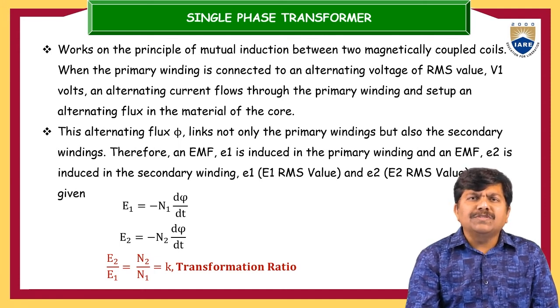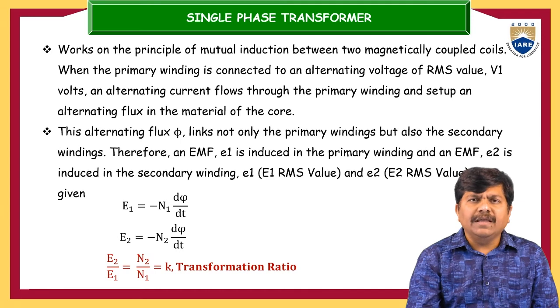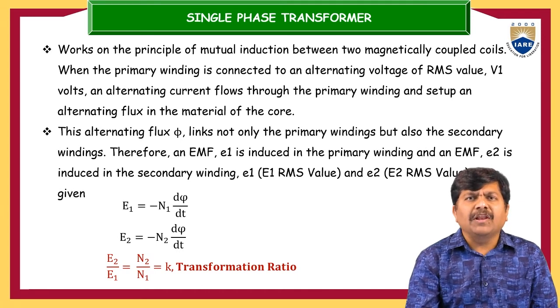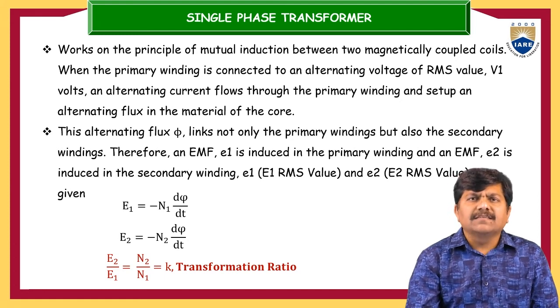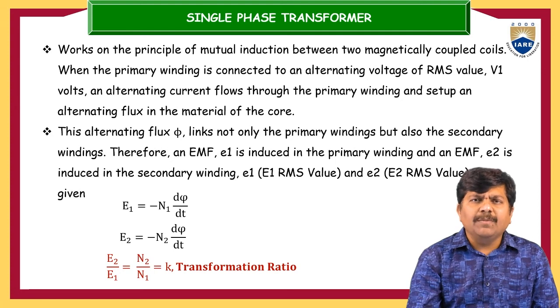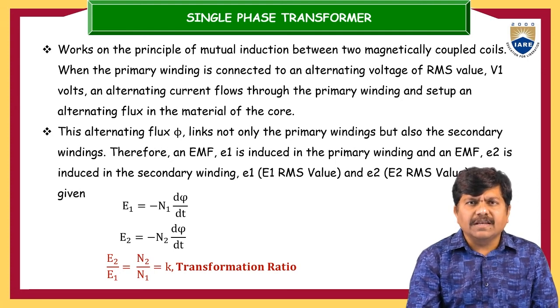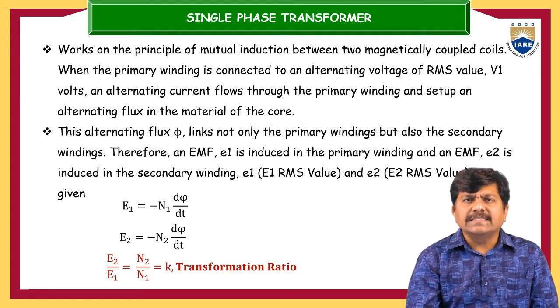So what about the induced EMF in the primary winding? As per Faraday's laws of electromagnetic induction, the induced EMF is directly proportional to the rate of change of flux linkages. That is a more apt definition. So how many flux linkages in the primary winding?